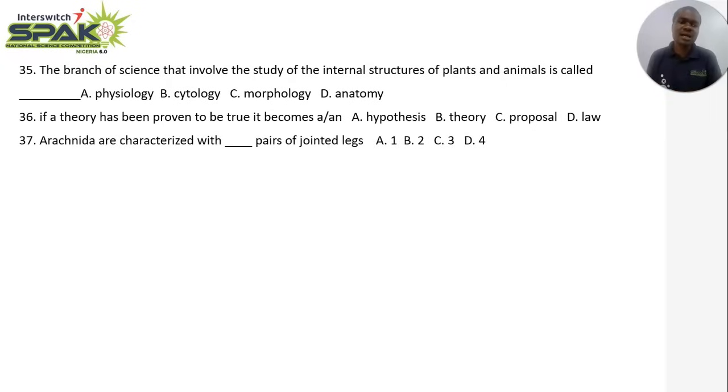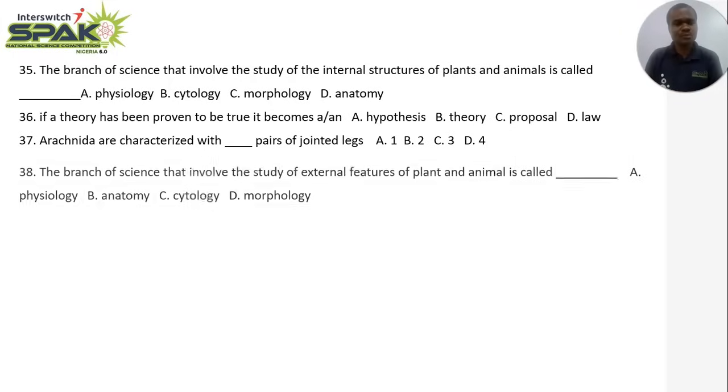Arachnida are characterized with dash pair of jointed legs. A, 1; B, 2; C, 3; D, 4. They have 4 pairs of jointed legs. You have their head and their thorax fused together, so that's where you make mention of cephalothorax. And you have jointed legs here and there. So, 4 pairs of jointed legs.